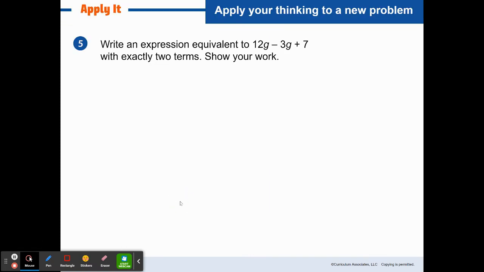All right, the next problem says write an expression equivalent to 12G minus 3G plus 7 with exactly 2 terms. So first I would look and see how many terms are in the expression currently. And we have 1, 2, 3. So since there are 3 and I'm wanting 2, I would just look and see if there are any like terms that I can combine together.